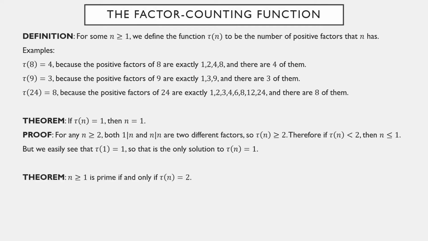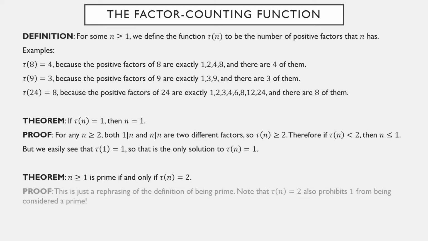Another theorem we can quickly show is that a number is prime if and only if tau of n is 2. It's really just rephrasing the definition of prime. The only positive factors are 1 and itself, so there are exactly 2 positive factors. And since tau of n has to be 2, this does prohibit 1 from being considered prime again, because tau of 1 is not equal to 2, tau of 1 is equal to 1.